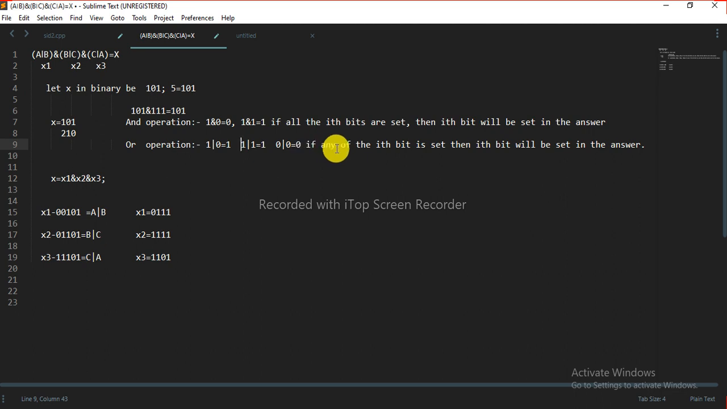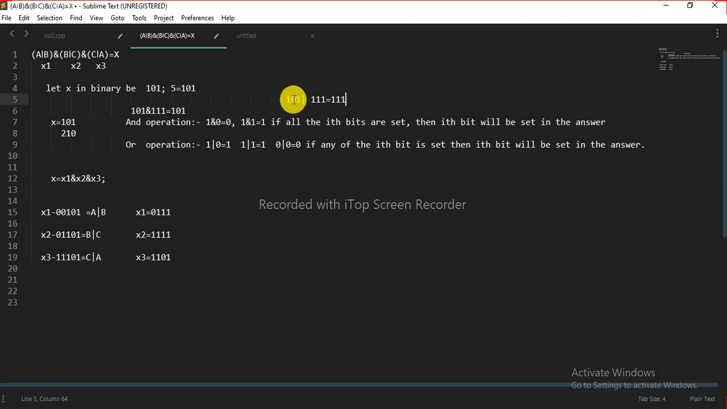the numbers, then the ith bit will be set in the answer. So basically it is saying that if any of the ith bit is set in the numbers, then the ith bit will be set in the answer also. For example, if we are doing 101 OR 111, what will be the answer? The answer will be 111. Why? Because the 0th bit is set, in this also the 0th bit is set, so 1 will be there.